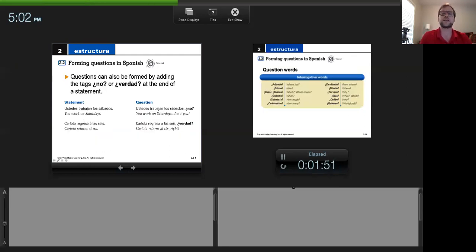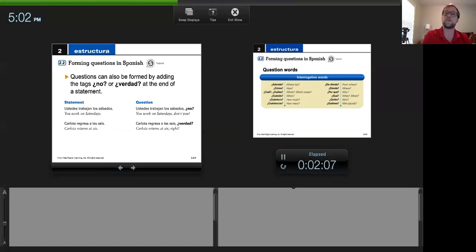Now finally, questions can be formed by adding the tags no or verdad at the end of a statement. So for example, ustedes trabajan los sábados, ¿no? And still you see my intonation change a little bit.